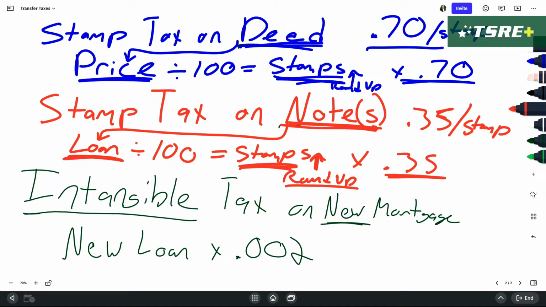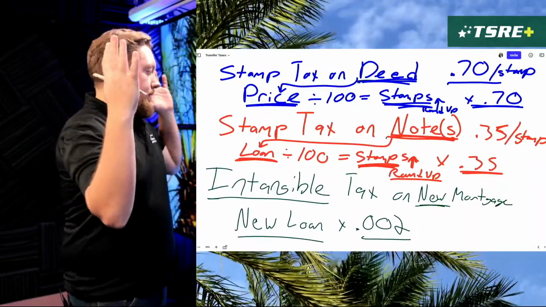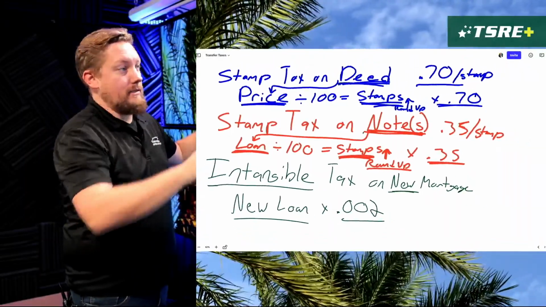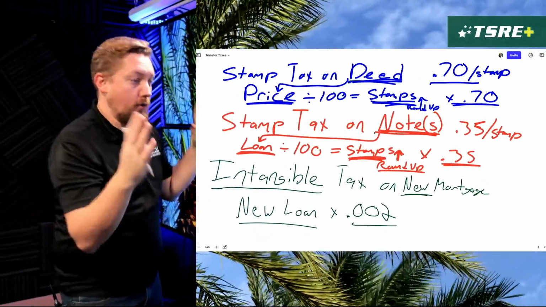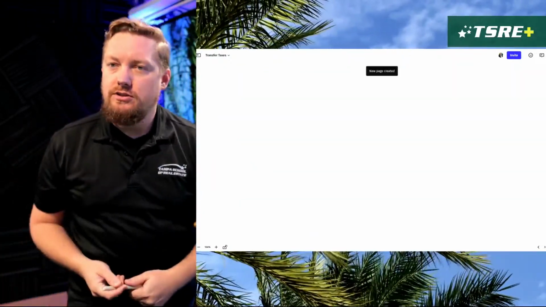And finally, the intangible tax, the simplest of them all, and it's only on new loans, and we just multiply that by 2 mils, which is 0.002, as a decimal that you could plug into your calculator. So this is a great reference point of everything you need to know for transferred taxes. Now let's actually solve one.